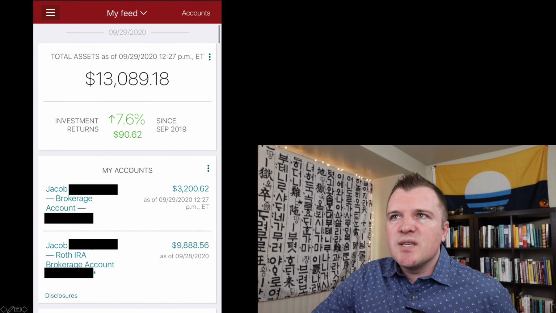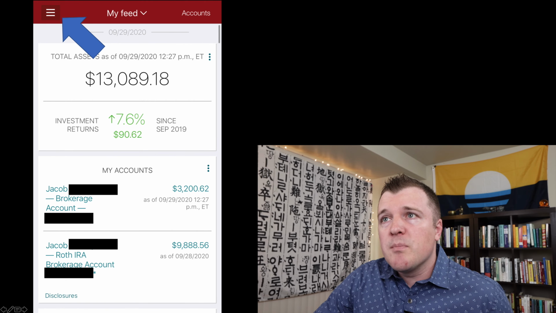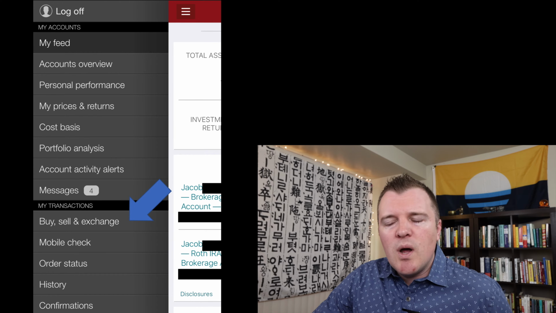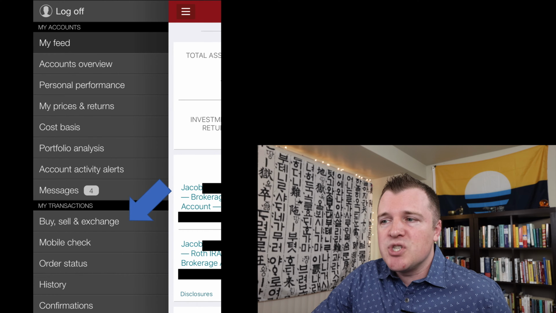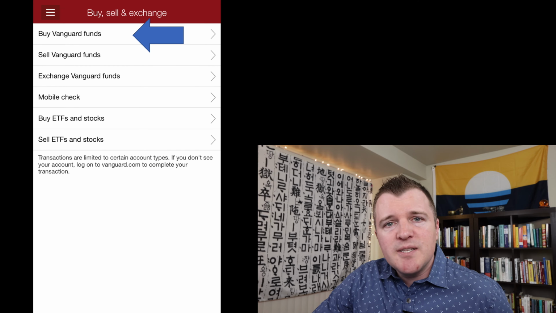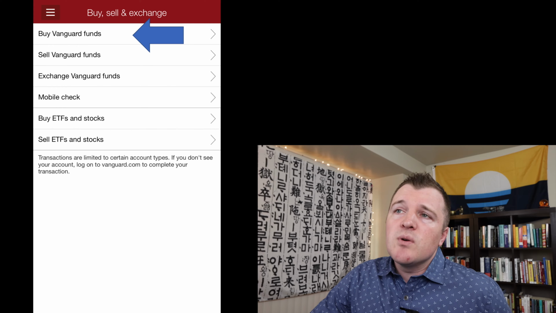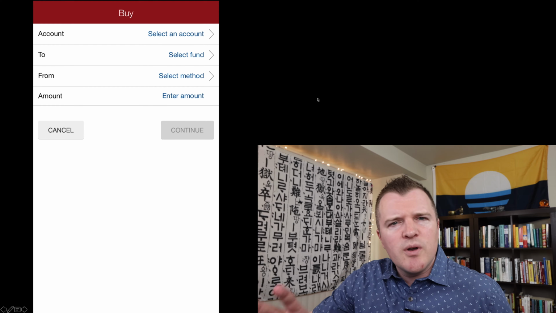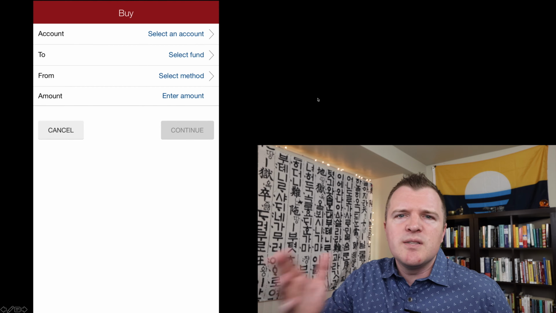First thing you gotta do is click on the hamburger icon in the upper left-hand corner, and that will create a drop-down menu. You're then gonna wanna go down to Buy, Sell, and Exchange. From here, this is how you would also buy Vanguard mutual funds if that's what you're looking to do. I made a tutorial about how to buy Vanguard mutual funds, check that out.